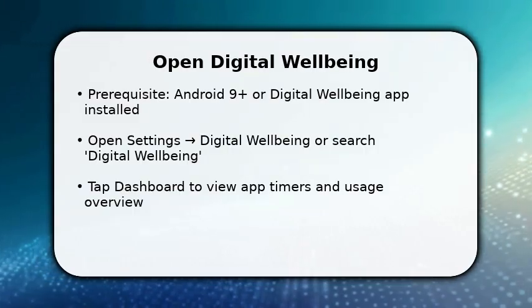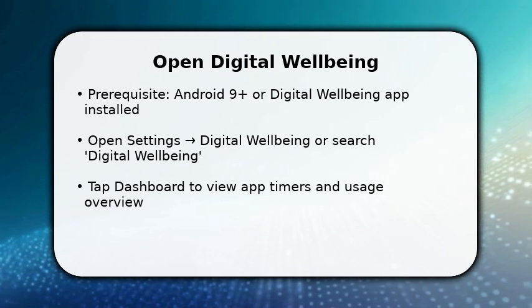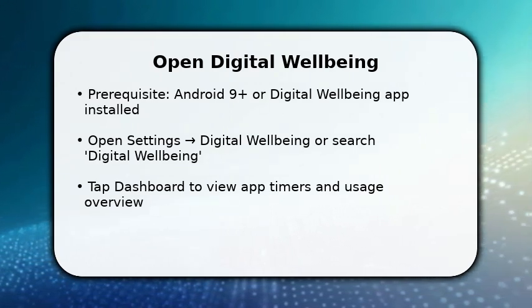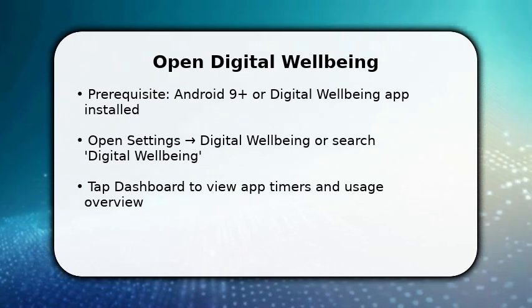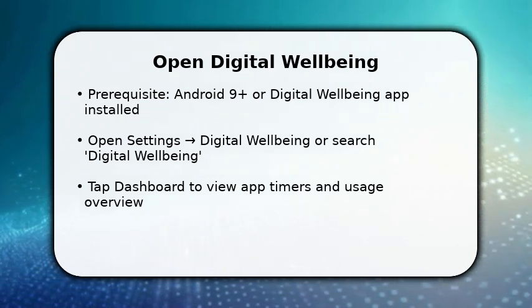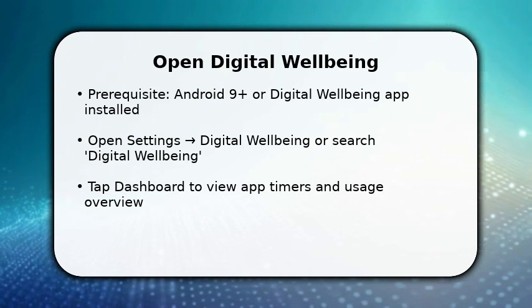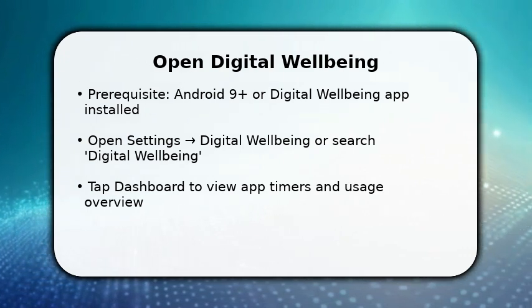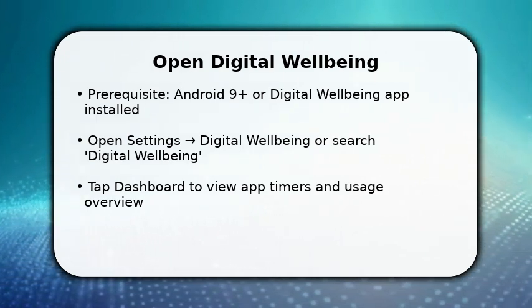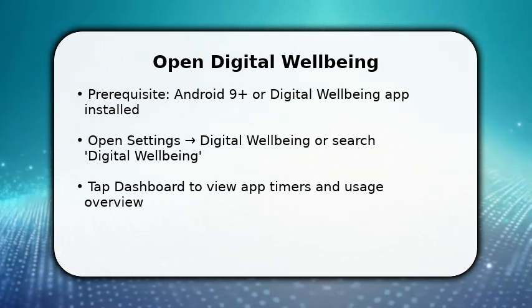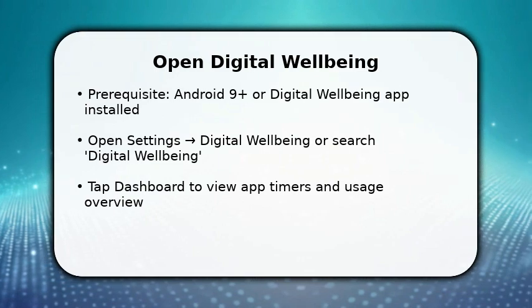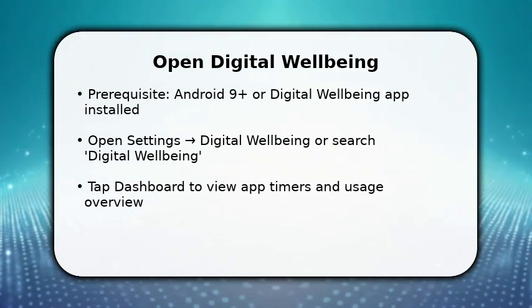You start by opening Digital Wellbeing because that's where Android aggregates usage. If you have Android 9 or later, go to Settings and type Digital Wellbeing in the search bar. Otherwise, install the app. Once the screen appears, tap Dashboard immediately to see apps listed by time. You're doing this to get accurate foreground usage and timers, so make sure you're on the dashboard view before moving on to inspect daily or hourly breakdowns.